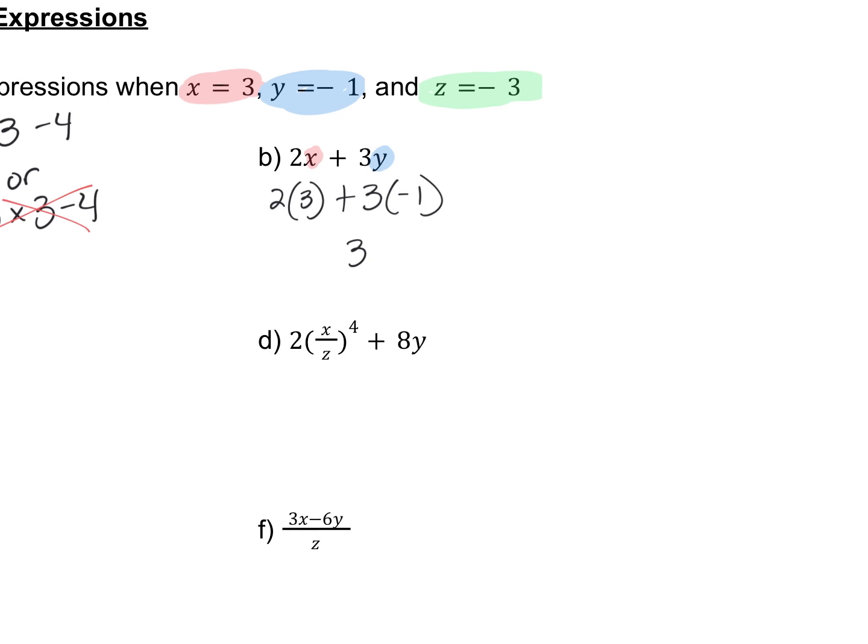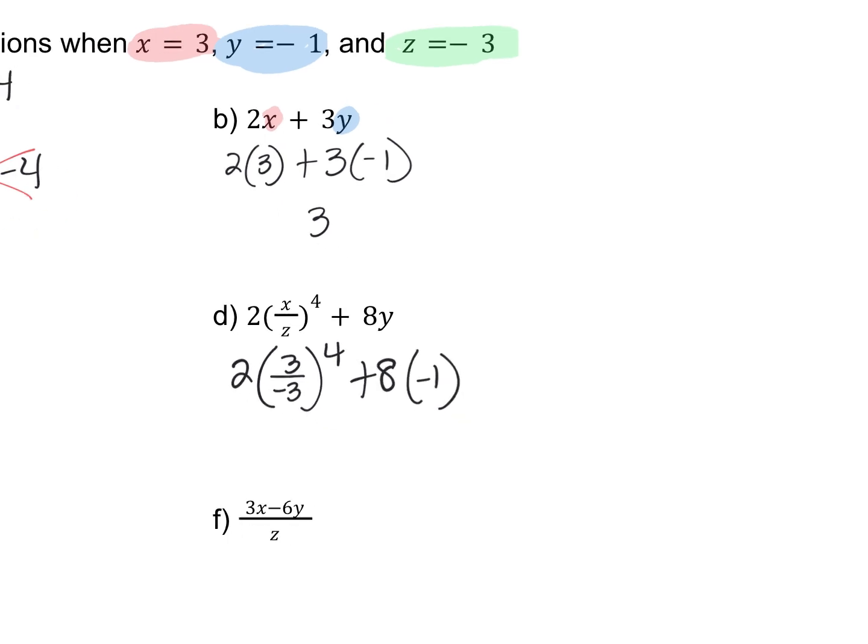Okay, so another one. Now we're getting crazier. We've got x and a z and a y, so all 3 again. So this will be 2 parentheses, and then x, so 3 divided by, our z is -3, and then to the 4th power plus 8 times our y, which we said is -1.